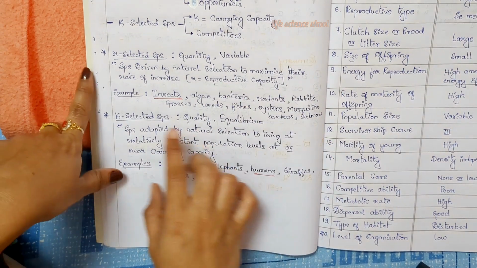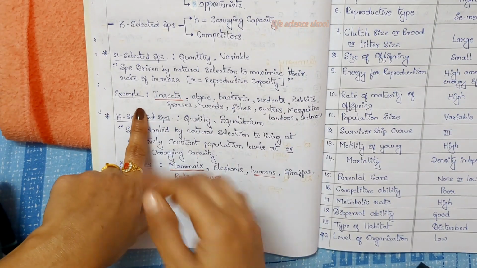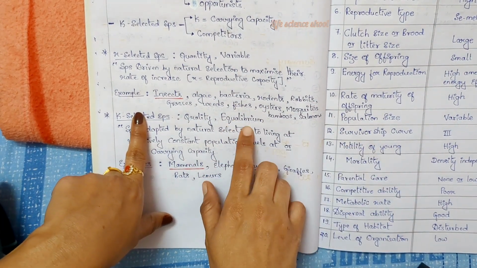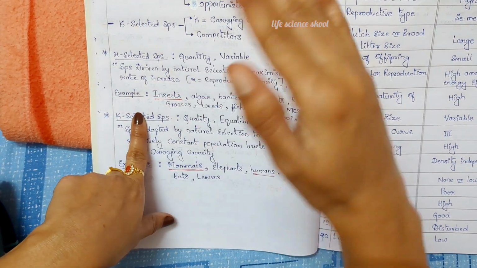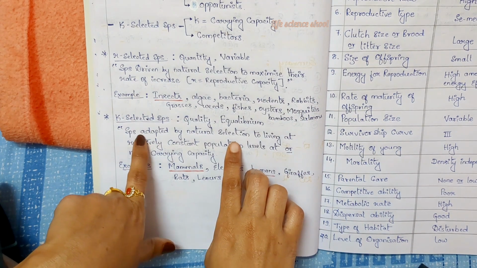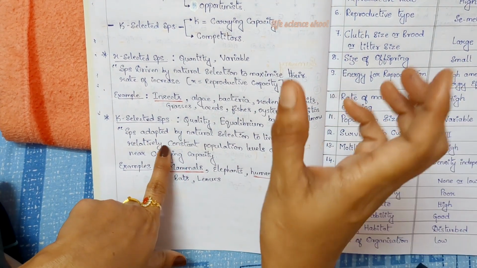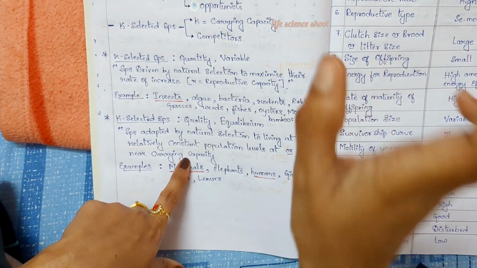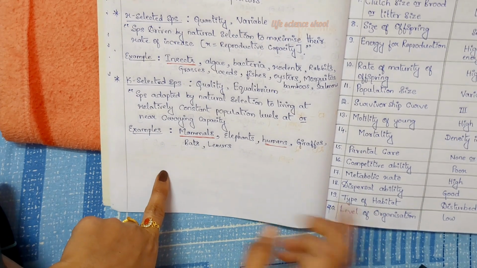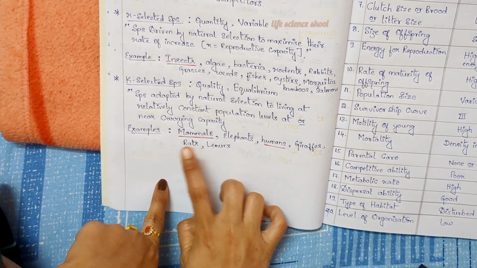Next, k-selected species. They give more importance to quality than quantity, and the population is always at equilibrium. The definition here: species adapted by natural selection to live at relatively constant population levels at or nearly at carrying capacity. Examples for this are mammals, elephants, humans, giraffes, bats and lemurs.